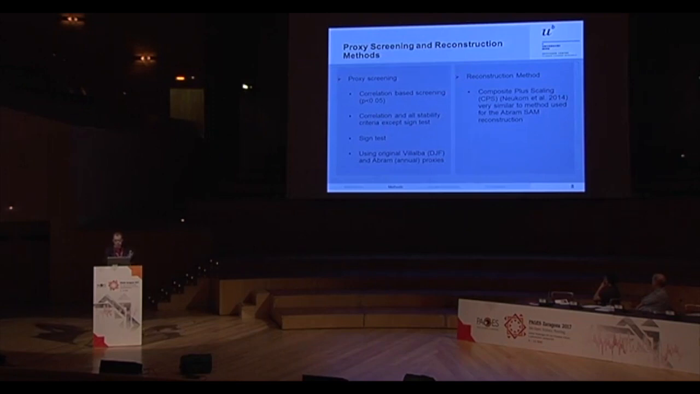Let me say, before coming to the results, how we use those stability criteria to select our proxies. We did proxy screening and generated four different sets of proxies. One is just based on the correlations. In one, we added those stability criteria. A third one is just the sign test as a separate, restrictive test. And the fourth proxy screening was just taking the original Villalba or Abram proxies for the DJF and annual SAM reconstruction, respectively. The method we use is classical composite plus scale.